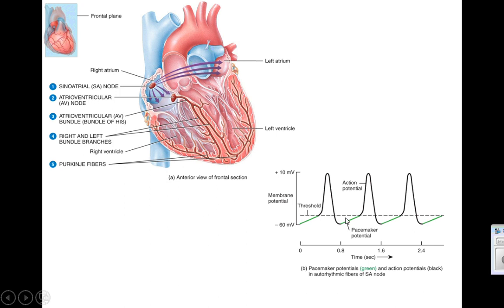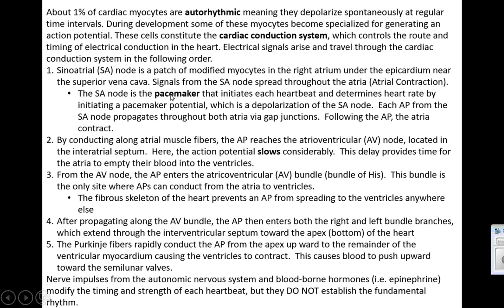And every so often, very coordinated and somewhat set in stone in this case, we're going from negative 60 to threshold. It's not very far from negative 60 to negative 55, so it's pretty easy to reach threshold and create an action potential. Each time an action potential is generated here, it spreads throughout both atria. Some of those signals will travel to our next part of the cardiac conduction system.